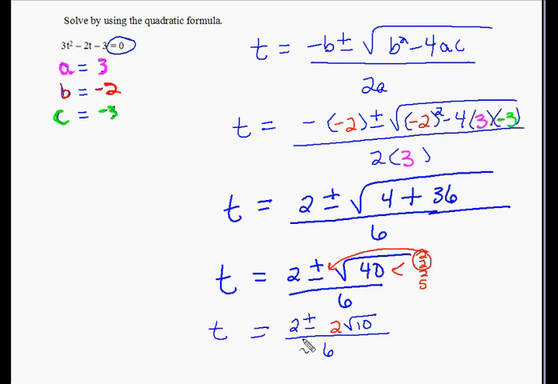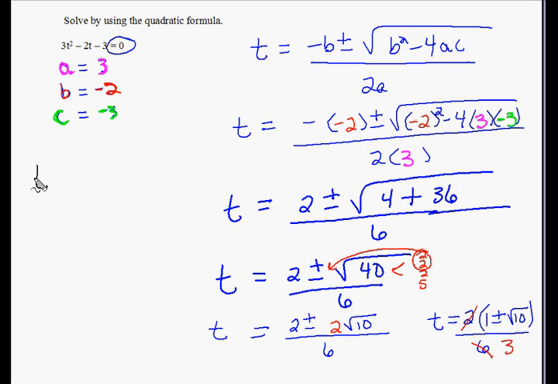We're not quite done yet, because this fraction also needs to be reduced. And the way we do that is we factor out what's common in the numerator. So we factor out a 2, and that leaves us with 1 plus or minus the square root of 10 all over 6. So we can reduce: 2 goes into 2 once, and 2 goes into 6 3 times.